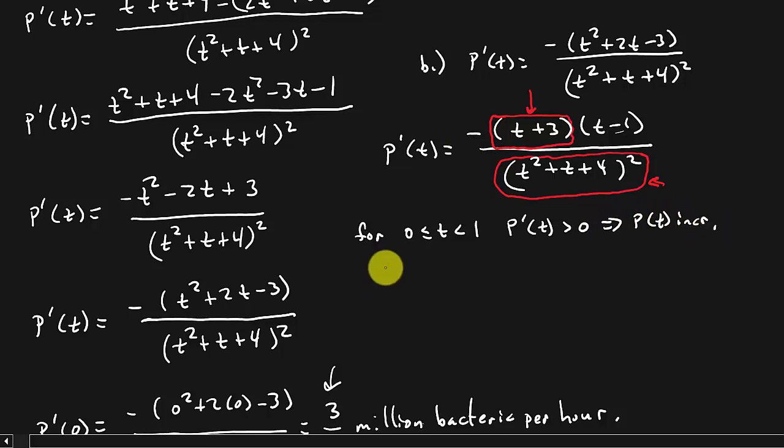And then if I do t greater than 1, that means I'm plugging in like a 2, a 3, or 4. That's going to be positive, positive, positive. So that whole fraction is positive. But then I have the negative in front. So that tells me P prime of t would be less than 0, which means P of t is decreasing.